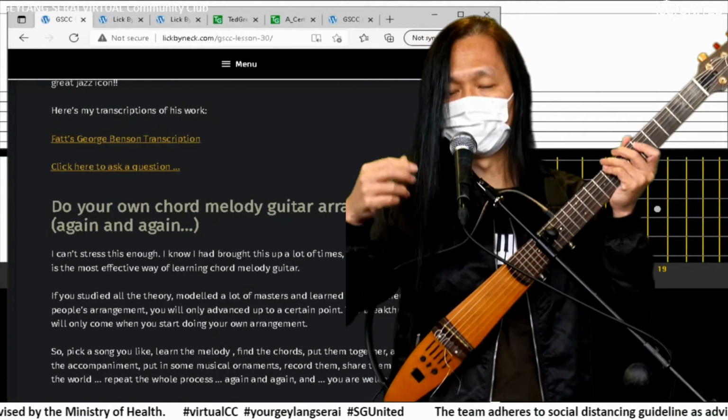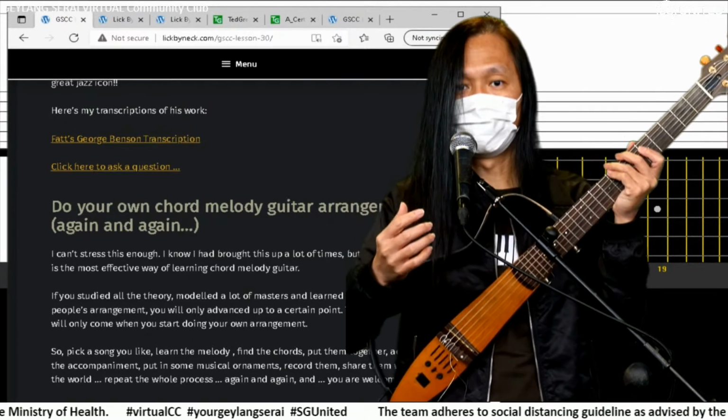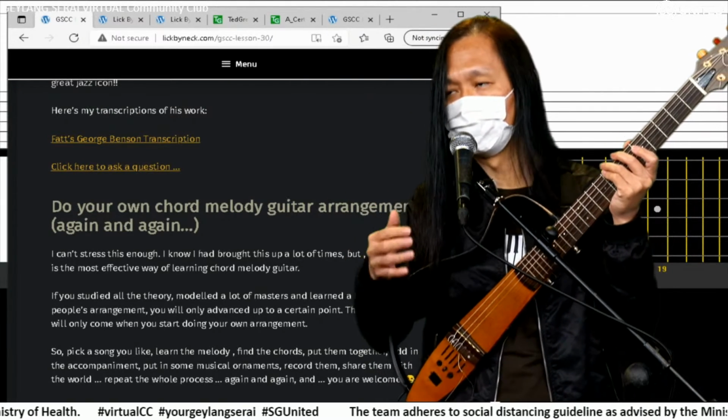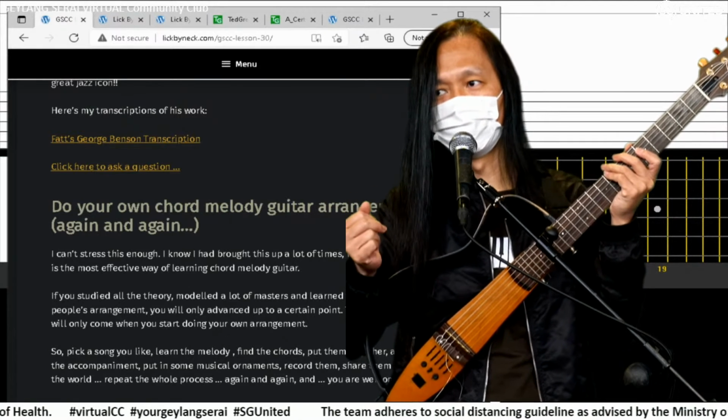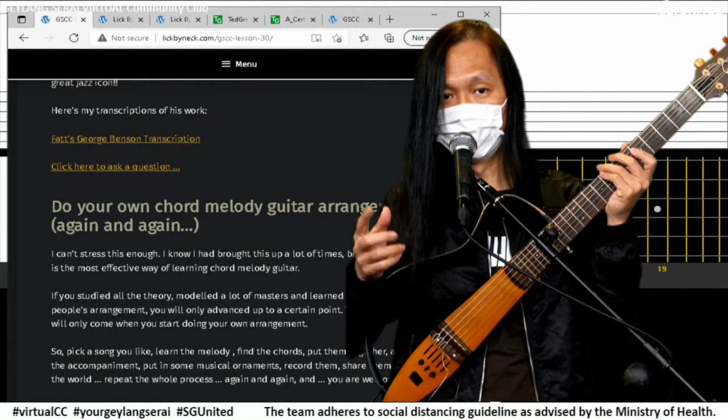This is what I used to do. For a period of five years, I arranged one song every day. So over those five years, it accumulated to about 2,000 songs. So I learned a lot by doing the arrangements.